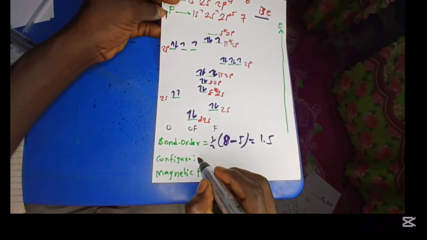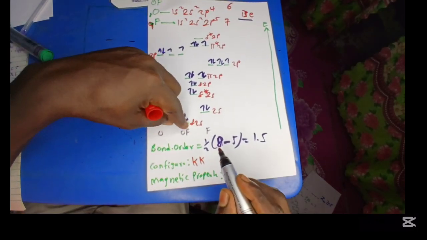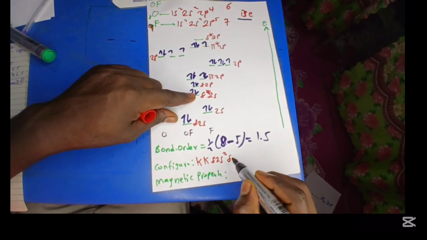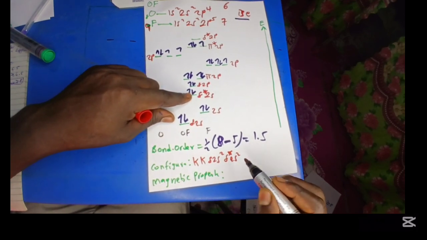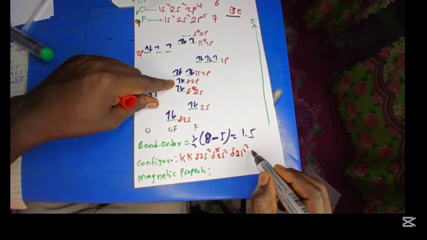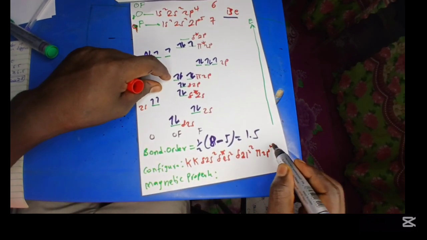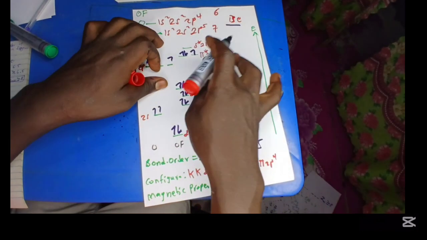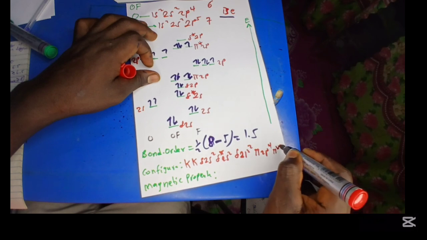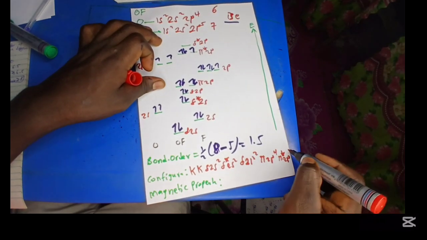So we write KK to represent our core electrons. In our sigma 2s orbital we have 2 electrons, in our sigma star 2s we have 2 electrons, in our sigma 2p we have 2 electrons, and in our pi 2p we have 4 electrons. And our pi star 2p, how many electrons do we have there? 3. So 1, 2, 3. So we have 3 electrons there.